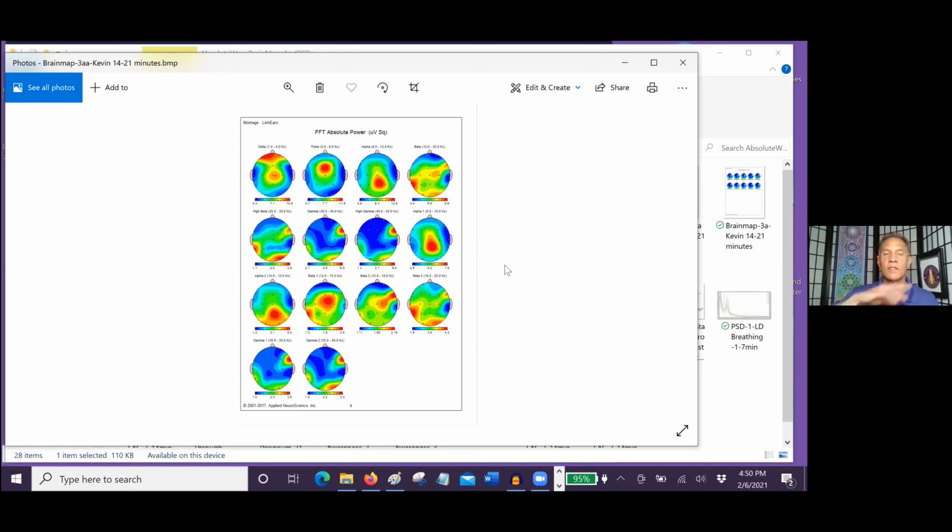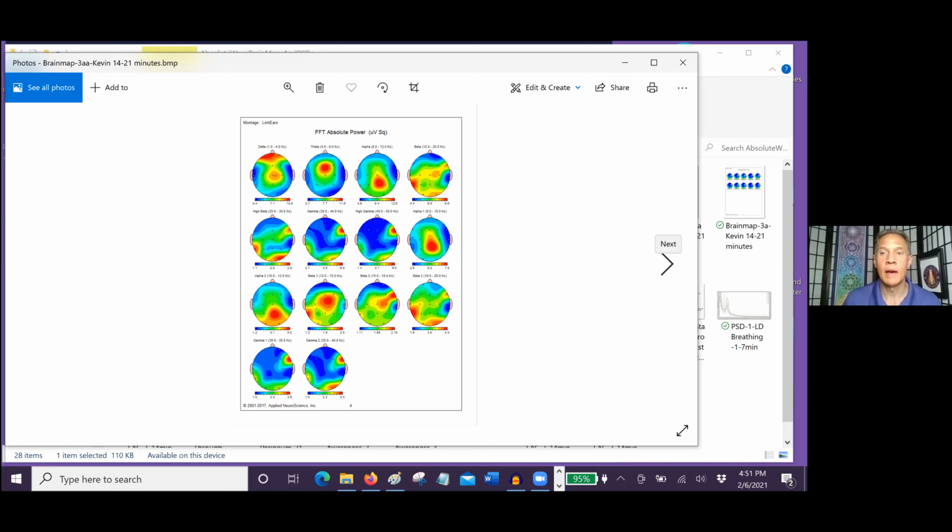So just simply a shift of focus from up here down into the heart, and it's changing what's happening with both which waves are more active and where they're active, except for the theta, which is pretty consistent.